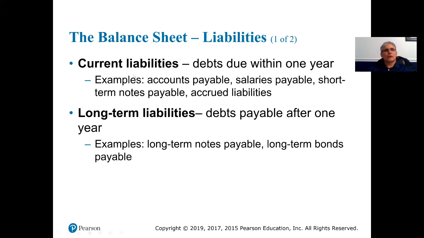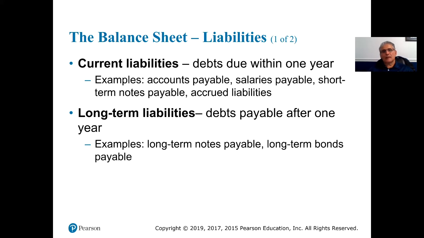Liabilities are different though. Current liabilities, those are debts due within 1 year, something that we have to pay. Well, we know liabilities, we've already talked about, are future obligations, something that you owe, debt. Current liabilities refers to debt that's due within 1 year. So the examples would be accounts payable. If you buy something on accounts payable terms and the company says, hey, you have to pay me in 30 days, that's a current liability.